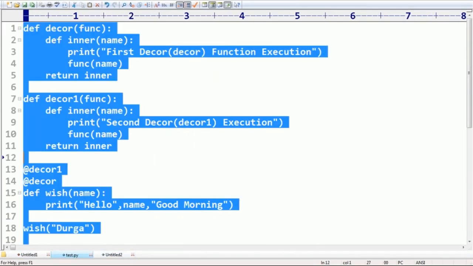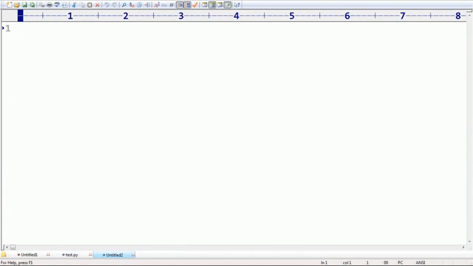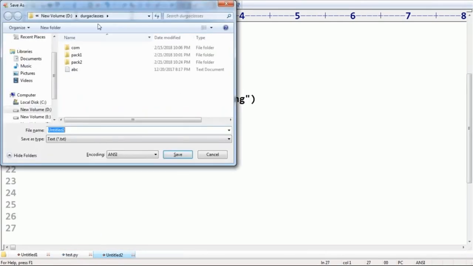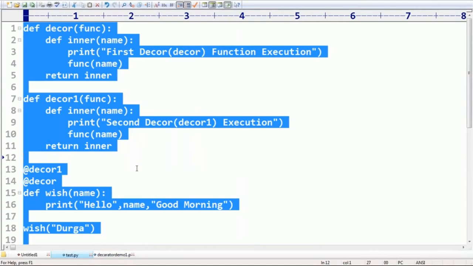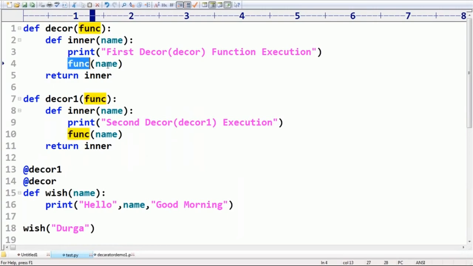Let me save this code for my reference. Decorator demo 1, because I need to analyze something. Don't worry about that. Rishi, what is the problem? Here, function of name: name means whatever argument you are passing to your original function. Are you getting it, Rishi? Whatever name you pass for the original function, that argument will become the argument here.